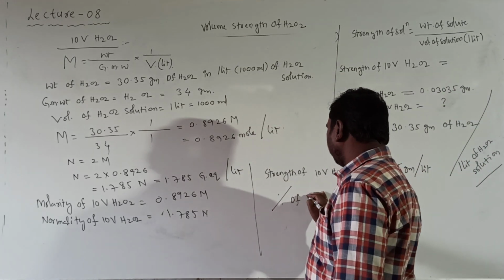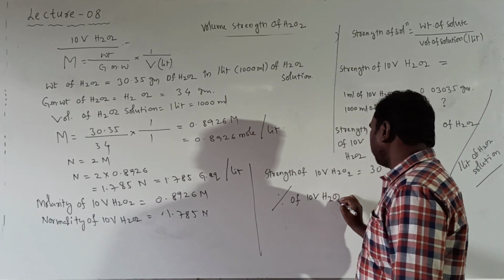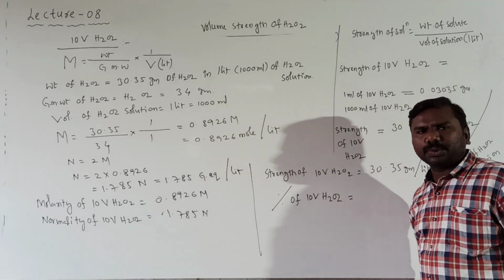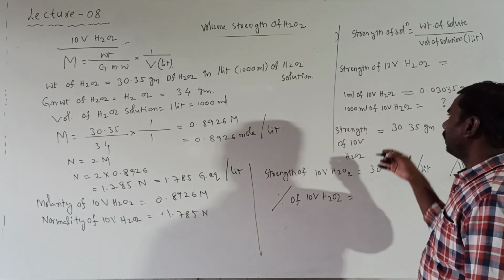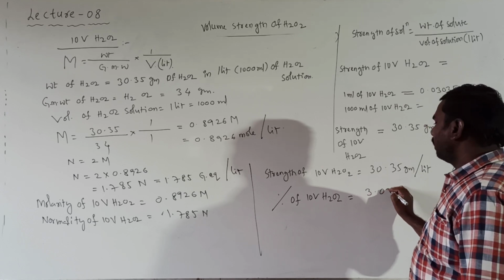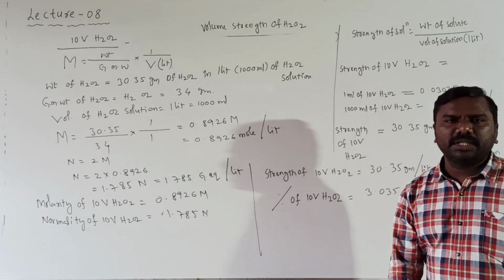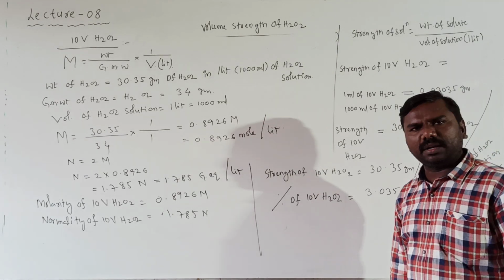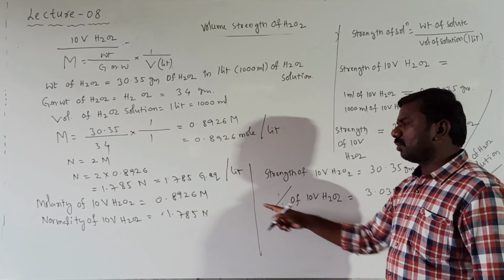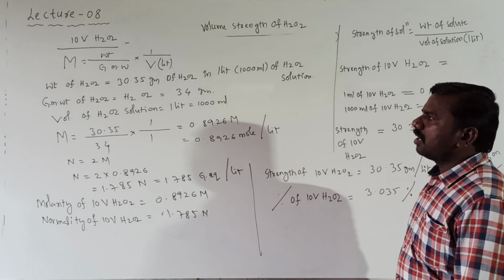Percentage of 10 volume H2O2: what is the percentage of H2O2 present in 10 volume H2O2? It is equal to 3.035 percent. Percentage means in 100 milliliters. Clear all of you? You have to remember these values clearly and it helps you a lot.